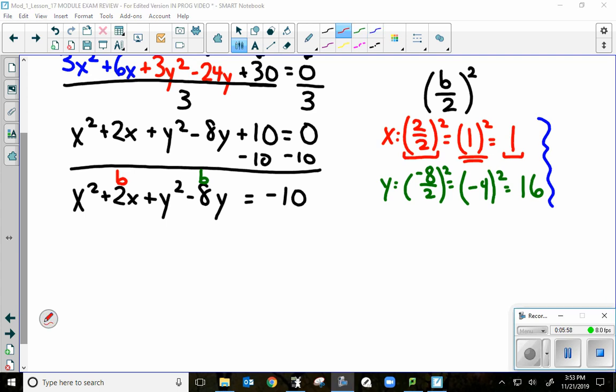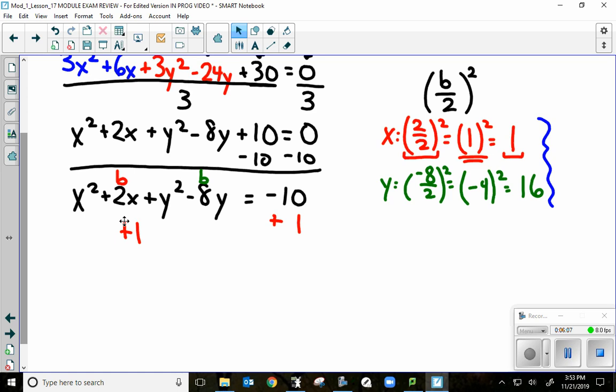So let's do just that. I'm going to add 1 to my x's. What I do to one side, I need to do to the other, all right? And then I am going to add 16 for my y's.